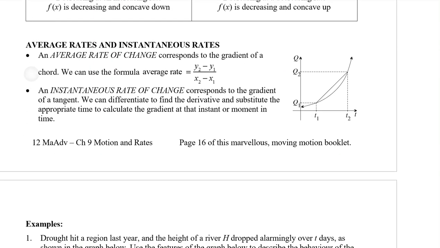Average rates and instantaneous rates. An average rate of change is the gradient between 2 points. So if we had point T1 and T2 on our graph, we are trying to find the gradient of the line that goes between them, which is the average over that whole time. So to do that, we simply use our 2-point formula to find the gradient. If we are after an instantaneous rate of change, this is the gradient at a particular point, which means that we would differentiate and sub in our x value so that we could find the gradient at that point.